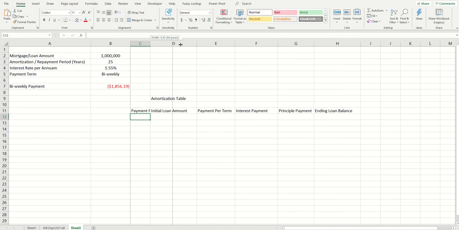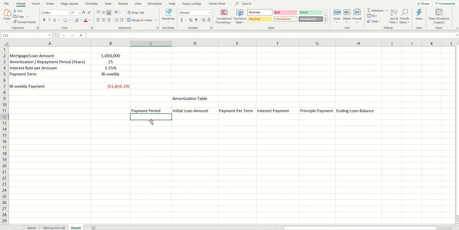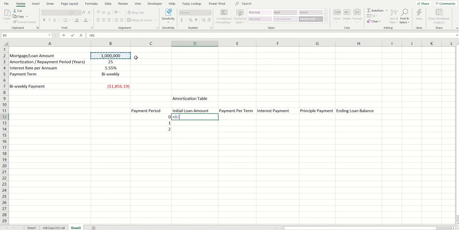All right. So let's go one by one. The first payment period is 0. Next payment period is 1, then 2, this way. And the first initial loan amount is the $1 million, which you get from here. So equal, that's all. Payment per term is what you already calculated, so equal to your calculation.